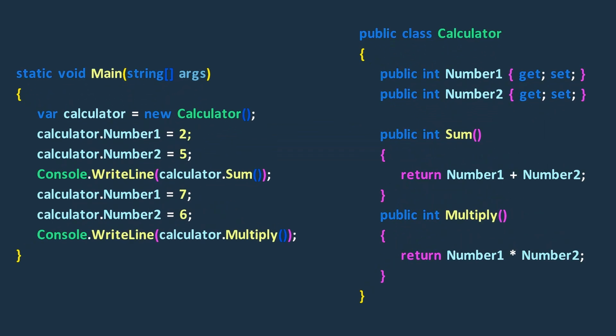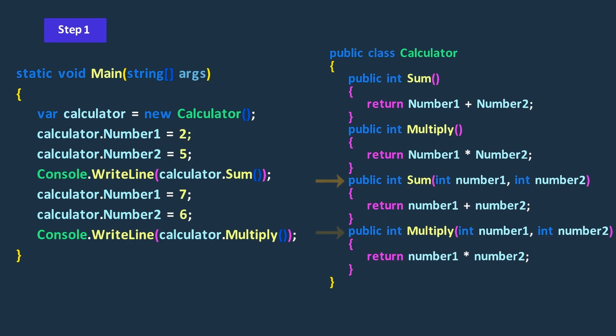Alright, now let's see how we can use this technique step by step. The first step is to create a new method by copying the existing one and adding the required parameters to it.